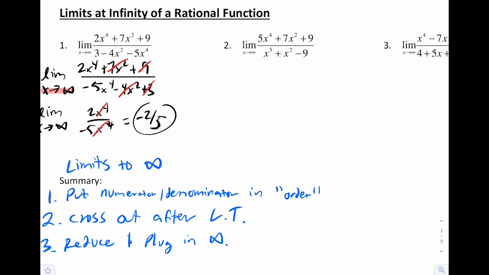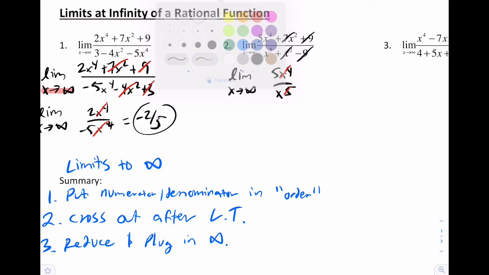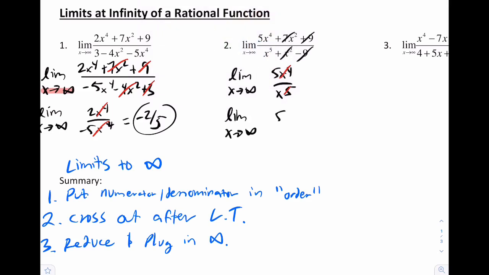Let's do the same thing here. So for the second one, it's already in order, which is great. So let's cross everything out after that. Let's rewrite it. 5x to the 4th over x to the 5th. We're going to reduce it using algebra. Now we have limit as x approaches infinity of 5 over x. Now we're going to plug in infinity. And now it's a brute force method. You have a constant over infinity. That's going to go to 0.